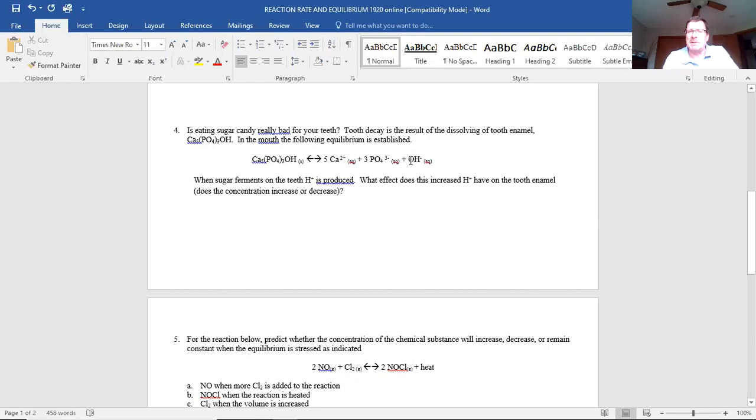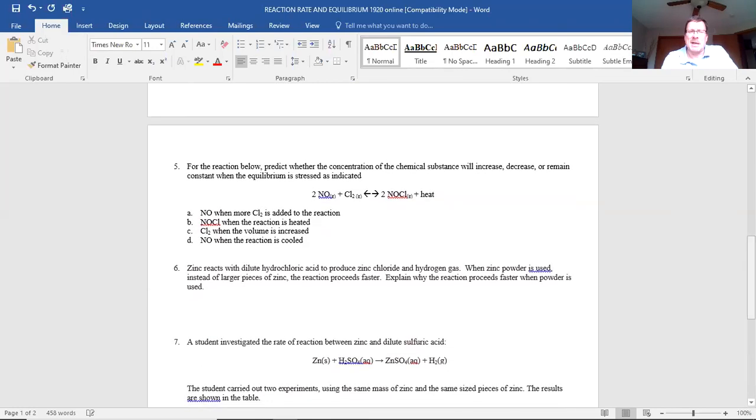So the equilibrium is going to shift right to replace the missing hydroxide that the candy was drawing on, which means your tooth enamel is going to decrease in concentration because the hydroxide is being removed. Okay?